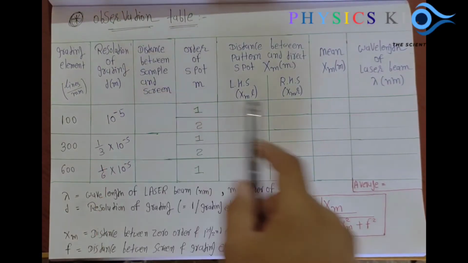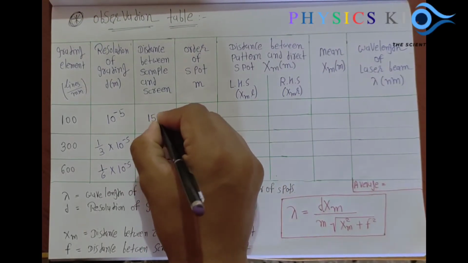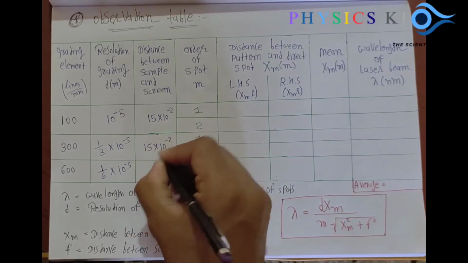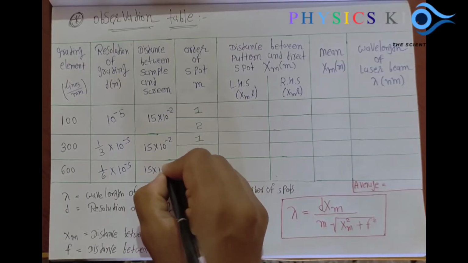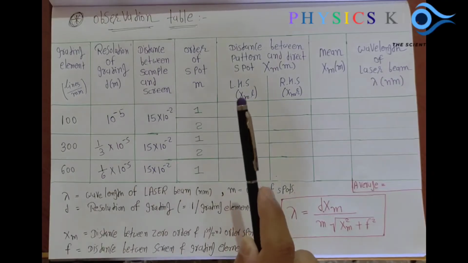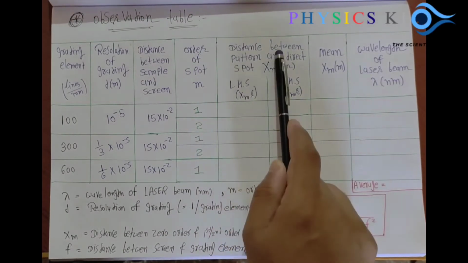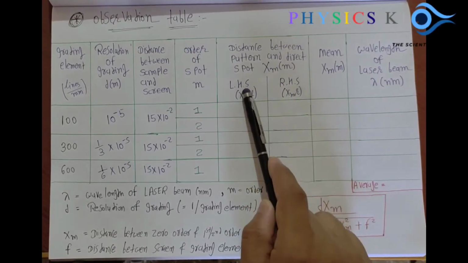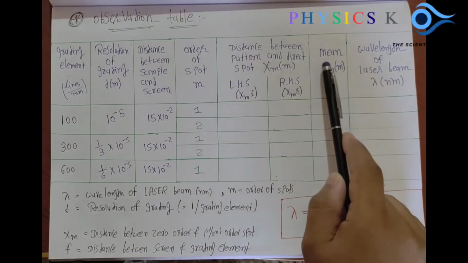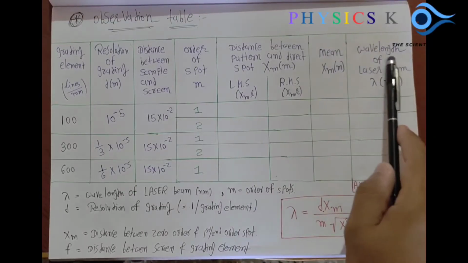Now the third one, the distance between sample and screen, I already adjusted to 15 centimeter. Converting into meter, it becomes 15 into 10 to the power minus 2 meter. This procedure is done. Now the order of spot: from the center, the first point is the first order, the second point is the second order. It is the same on the left hand side and right hand side also. After that we take a mean, and using this value we get the wavelength of laser.